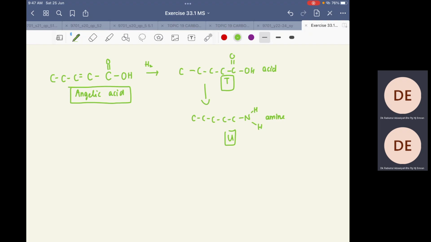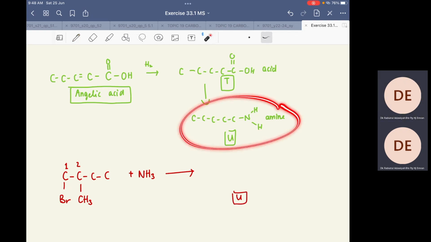Okay. U can also be made. So I'm going to use a different color. Reacting 1-bromo-2-methylbutane. So that's butane, 4 carbon. That's carbon number 1. There's a bromine. Carbon number 2, there's a methyl group. Okay. React with ammonia. I form structure U.